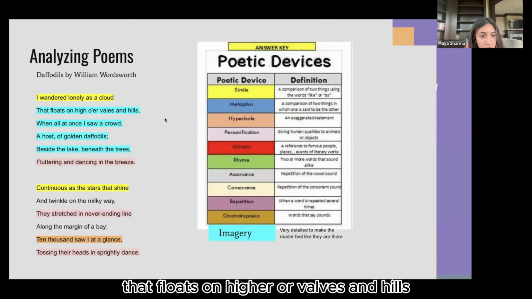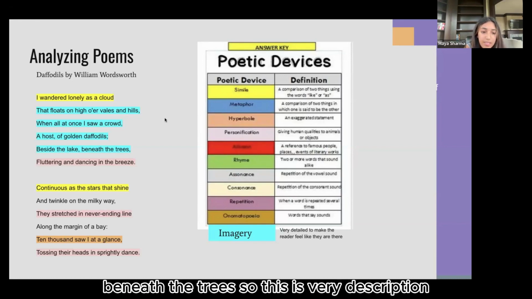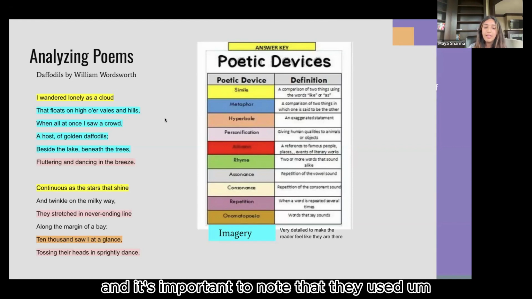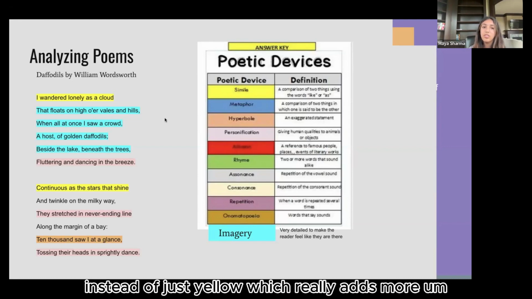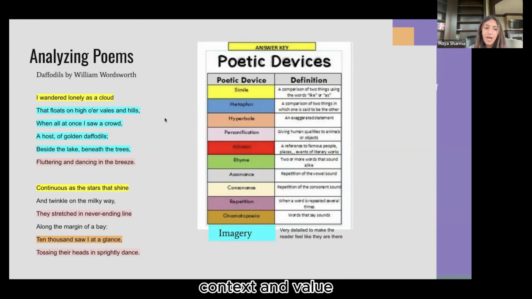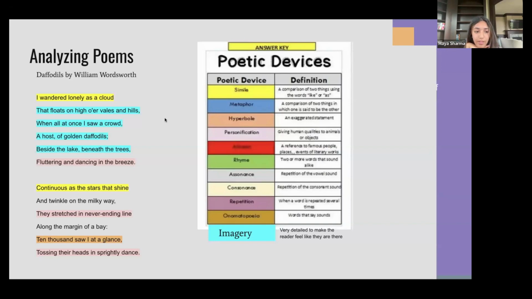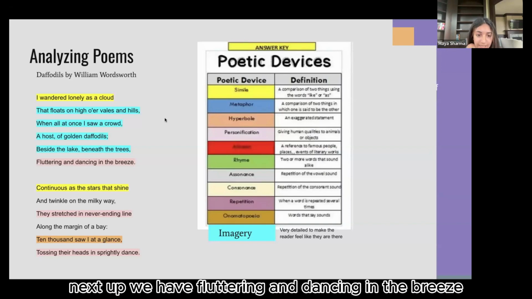That floats on high o'er vales and hills, when all at once I saw a crowd, a host of golden daffodils beside the lake, beneath the trees. So this is very descriptive, and it helps us really visualize everything. And it's important to note that they used the word golden to describe the daffodils instead of just yellow, which really adds more context and value so the reader can really interpret it and visualize it better in their minds, I guess.